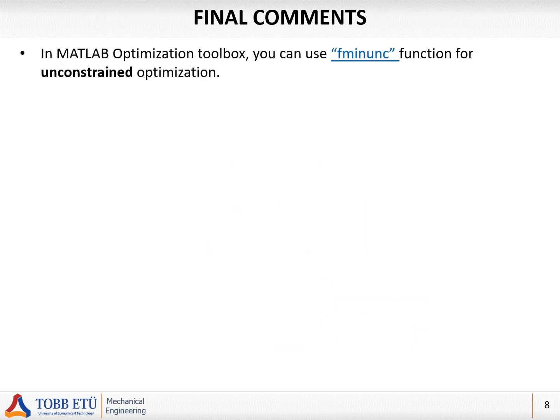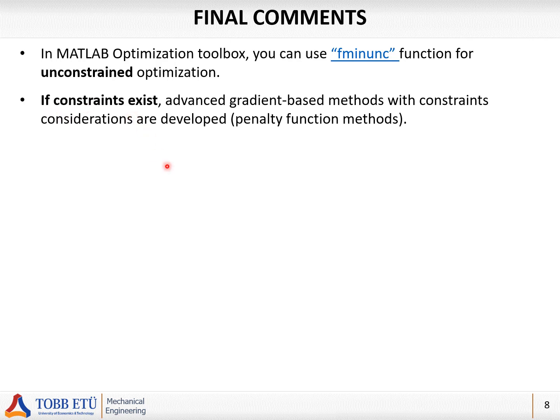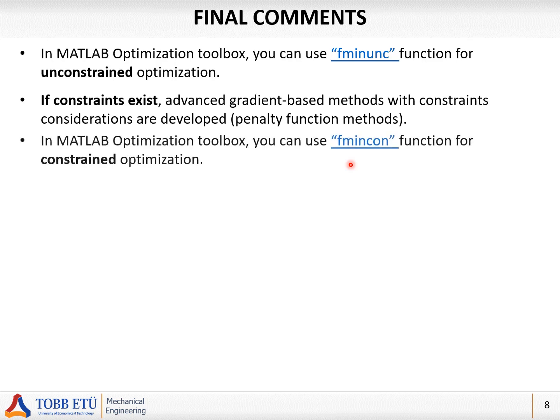As final comments, I want to talk about some MATLAB optimization toolbox functions that utilize these gradient-based optimizations. First of all, you can use the fminunc function in the MATLAB optimization toolbox, which is an unconstrained optimization function. If constraints exist, advanced gradient-based methods should be used with constraints, including penalty function methods. This is not the topic of this class, but you can take a more advanced class to learn these. But still, you can use the MATLAB optimization toolbox because it has the fmincon function. You can simply use it by calling it for constrained optimization as well.